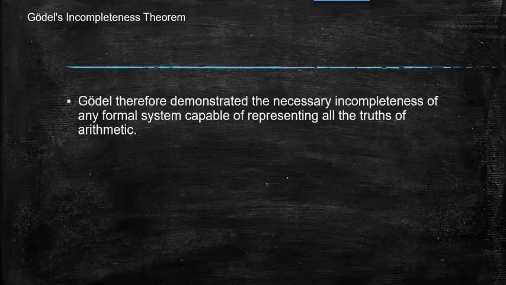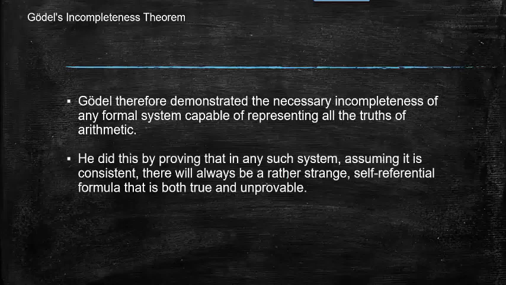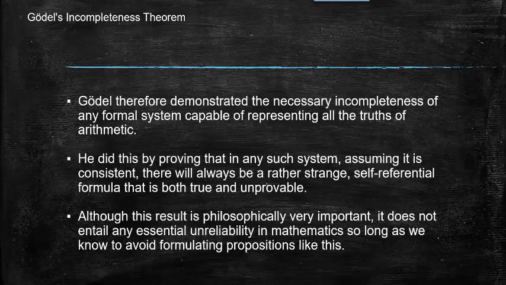So Gödel demonstrated the necessary incompleteness of any formal system, any consistent formal system, capable of representing all the truths of arithmetic. He did this by proving that in any such system, assuming it is consistent, there will always be a rather strange self-referential formula that is both true and unprovable. Although this result is philosophically very important, it does not entail any essential unreliability in mathematics, so long as we know to avoid formulating propositions like this.